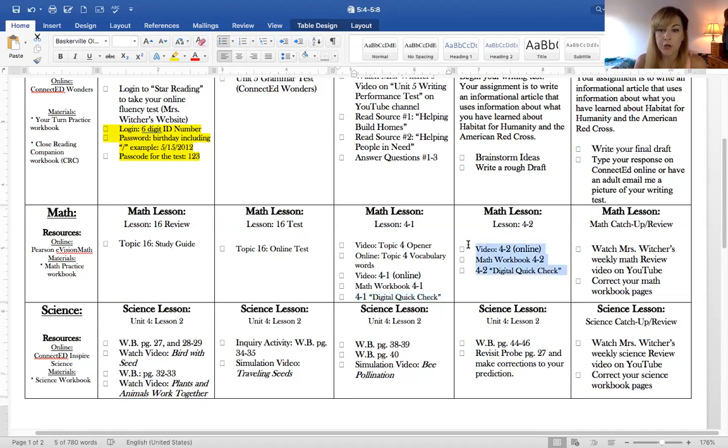On Thursday, you're going to do 4-2. So you're going to do the video, the workbook, and the digital quick check. And then on Friday, we're going to do the math catch-up review. That's where I create that weekly video. I'm basically going to go over lessons 4-1 and 4-2. And then I also do the corrections of the workbook pages. So make sure that you have your workbook pages to correct it in red pen.